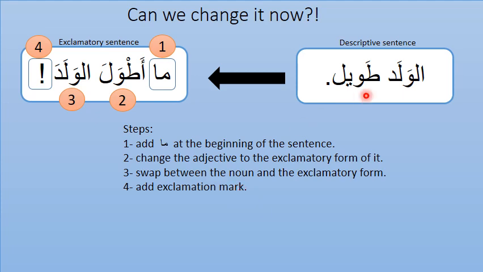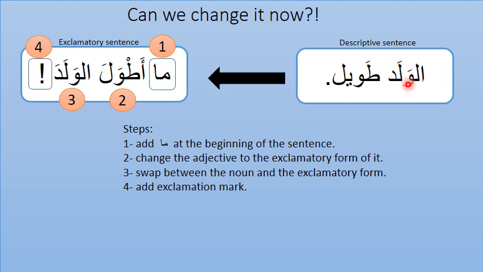Let's have this example to make it more clear. الولد طويل. The boy is tall. I will add ما at the beginning of the sentence. ما at the beginning. Number 2, we are going to change the adjective طويل into أطول by rubbing the ياء and adding a at the beginning.